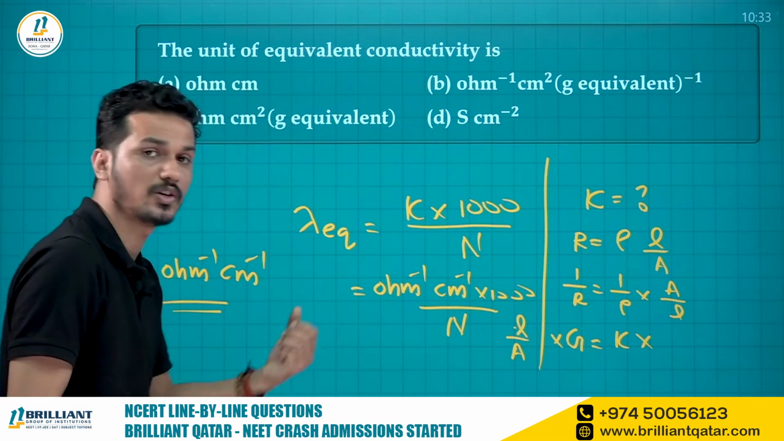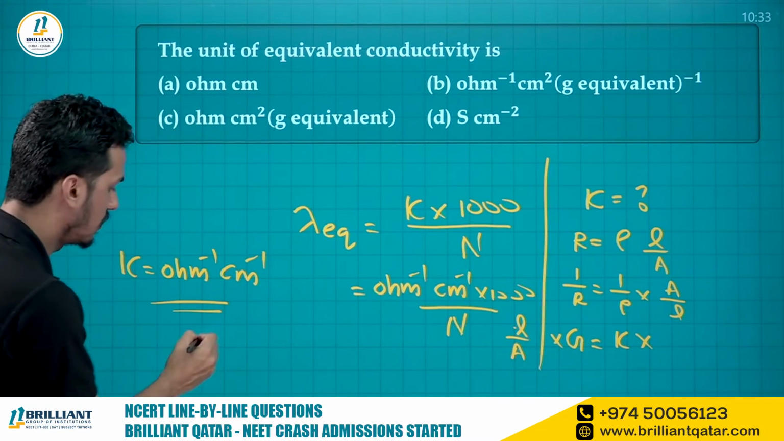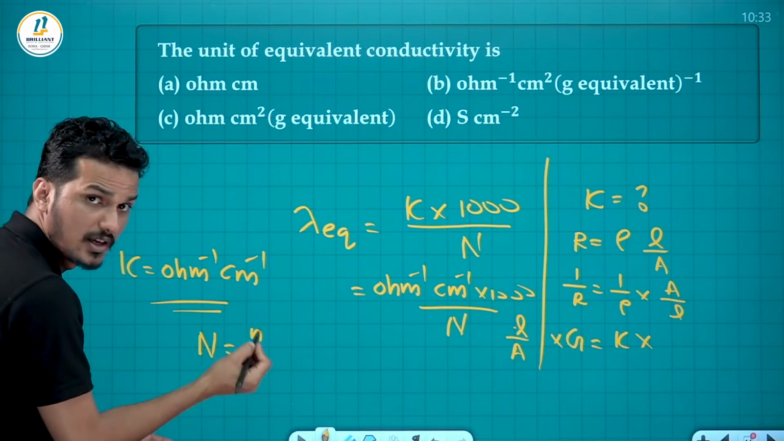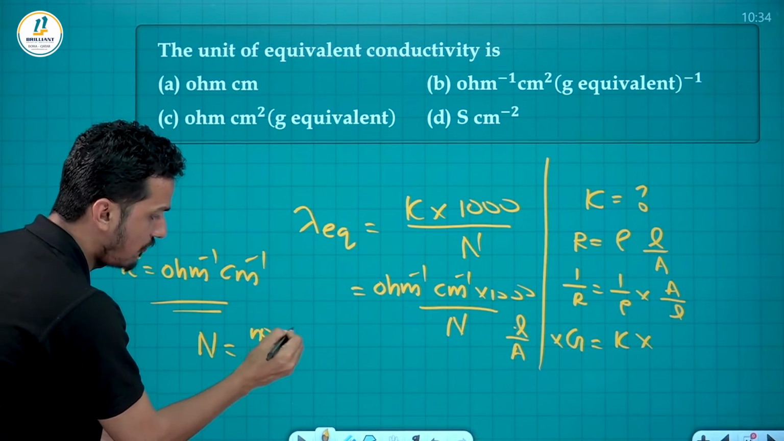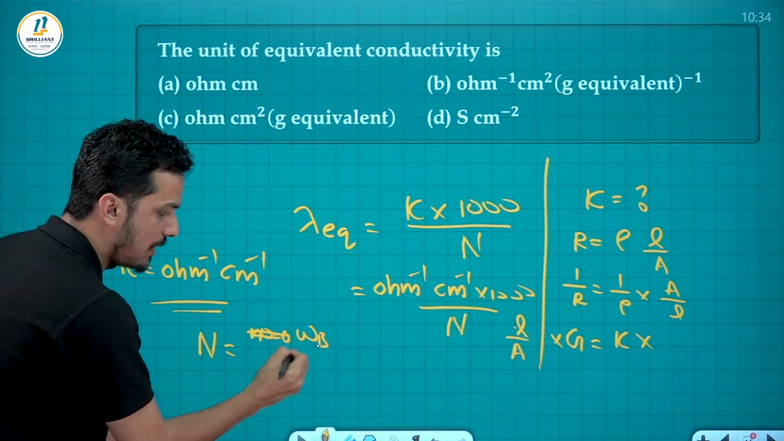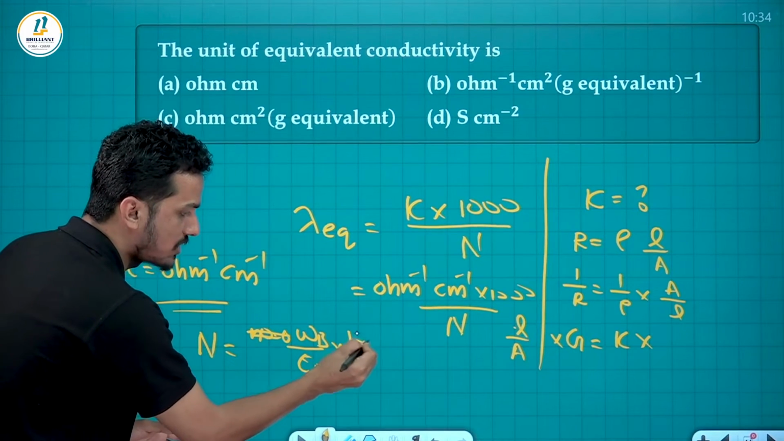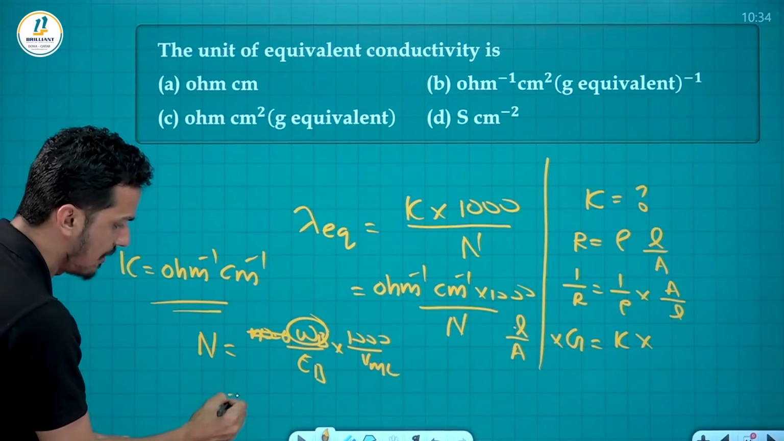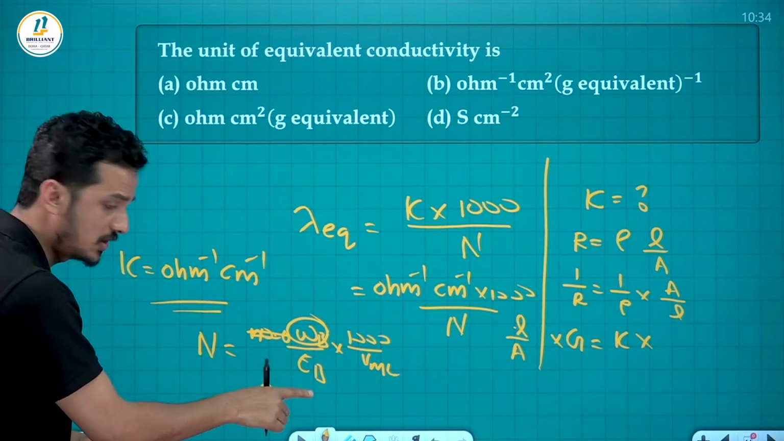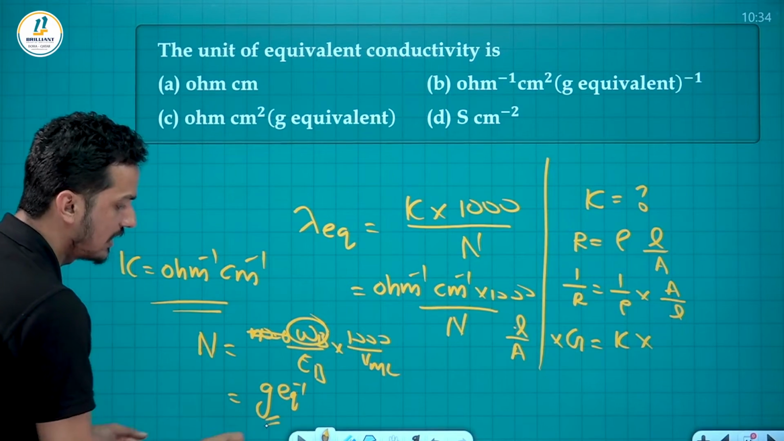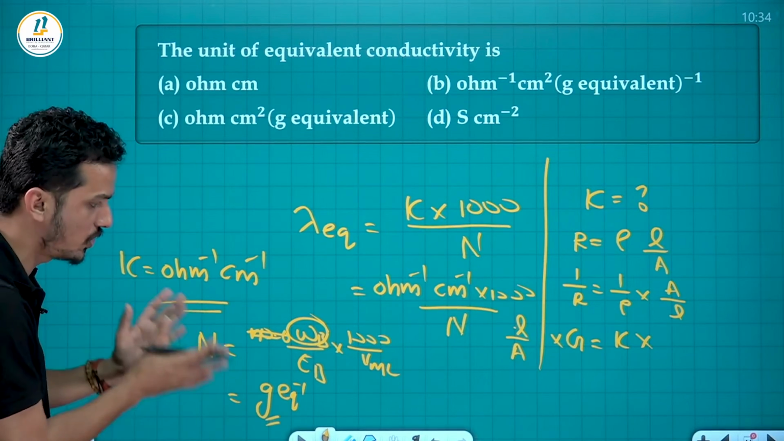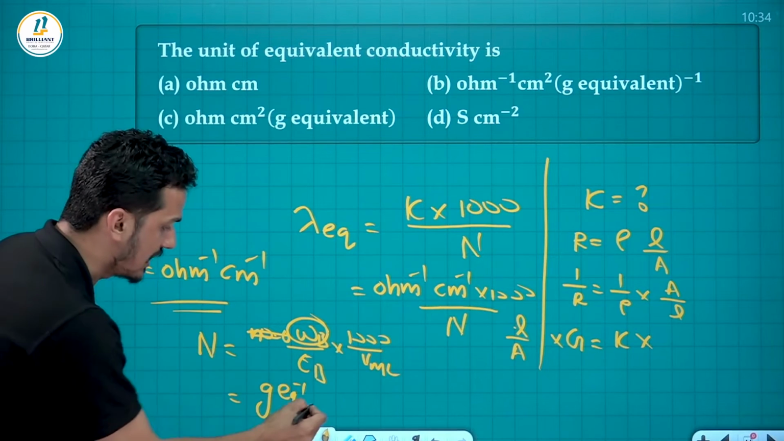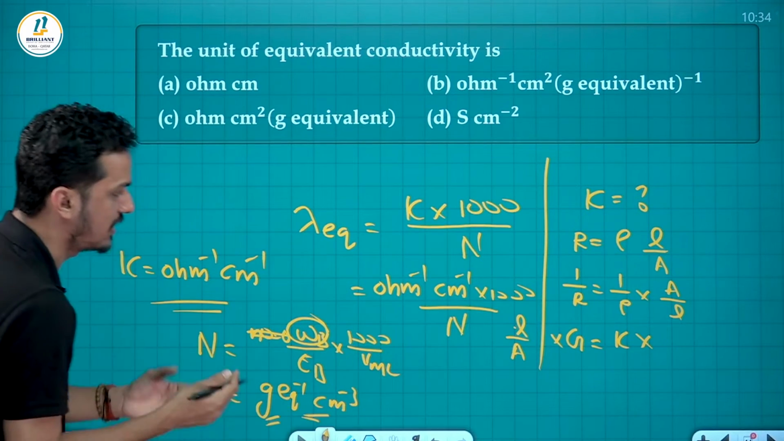Then here, into 1000 divided by normality. What is the unit of normality? Normality is the number of mole equivalents: given mass divided by equivalent mass, into 1000 divided by V in mL. Given mass is gram, equivalent mass unit is EQ inverse, so gram EQ inverse. V in milliliter means centimeter raised to minus 3 will come.